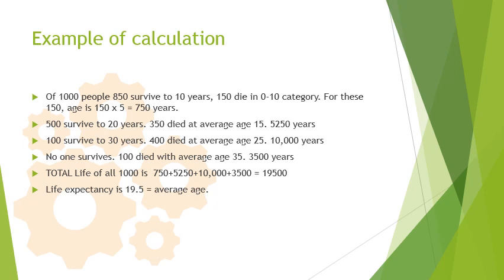Now we go on to the category of 20 to 30. 500 people are alive. Of these, assume that 400 of them die. So most of them die.